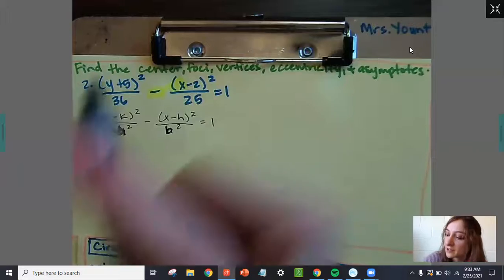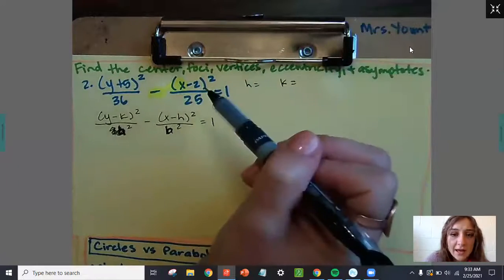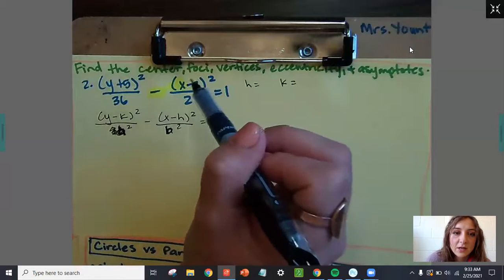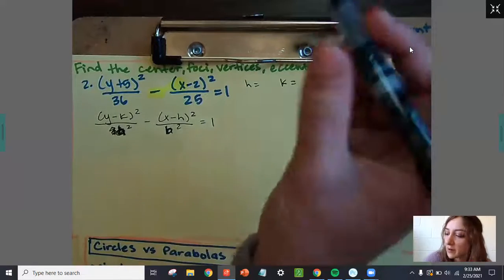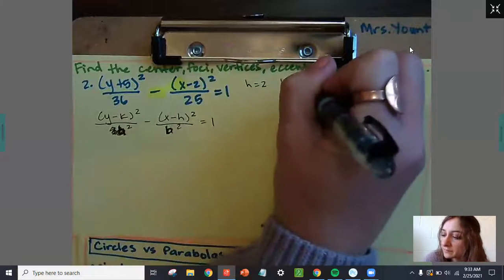All right, the first thing we want to find is our h and k values. The h is always going to be with the x and the k is always going to be with the y. So this is going to be the opposite of this one, so it's going to be positive 2, and then the opposite of this one, which is negative 5.